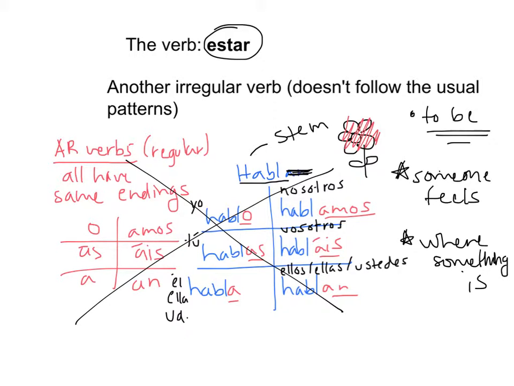Going back to how someone feels, think about this. What do I ask you when I want to know how you are today? ¿Cómo estás? Estás looks pretty similar to estar, right? So we're going to see a little bit more about that. So just in recap, this verb is irregular. It does not follow our usual patterns. When translated, it means to be. And we use it when we're talking about how someone feels or where something is.